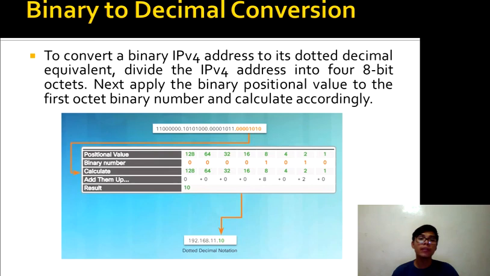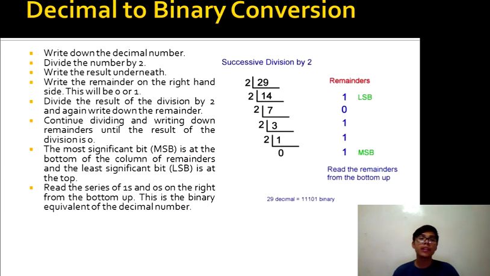Binary to decimal conversion. To convert a binary IPv4 address to its dotted decimal equivalent, divide the IPv4 address into 4 8-bit octets. Next, apply the binary positional value to the first octet binary number and calculate accordingly. Decimal to binary conversion. Write down the decimal number.